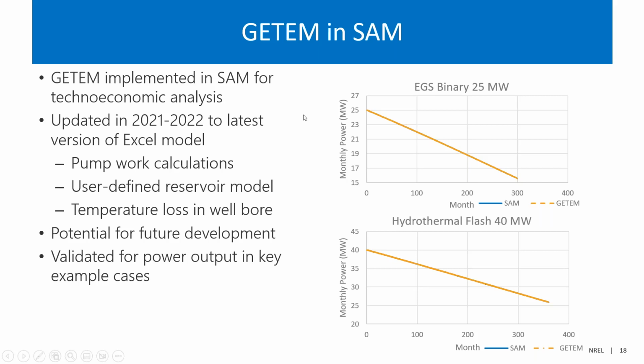Didn't quite come through on the slides here, but we did do a couple validation cases for default project sizes and for EGS binary and hydrothermal flash plants. And the energy output results were matched pretty much one-to-one with the results from GETEM Excel by the end of these updating efforts. So we feel confident about the results matching from SAM to Excel, and that SAM can be trusted for its outputs. There are plans for a few more sensitivity analyses to further those validation efforts to check with the SAM implementation.